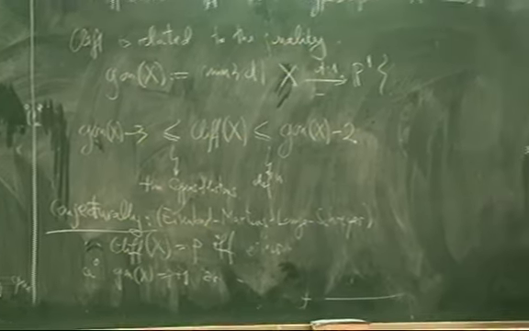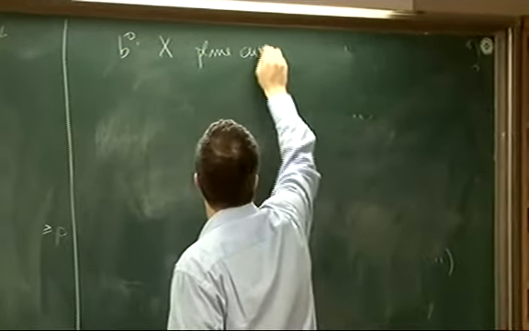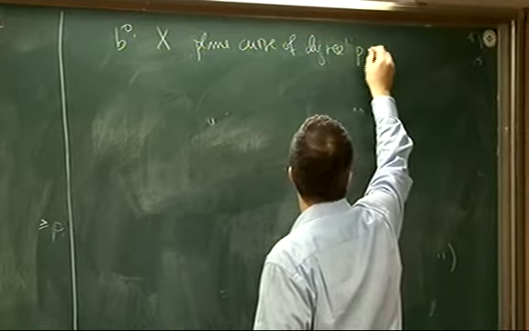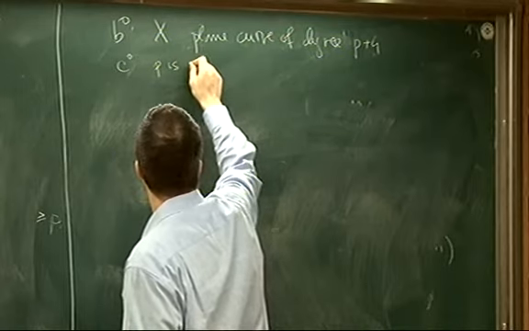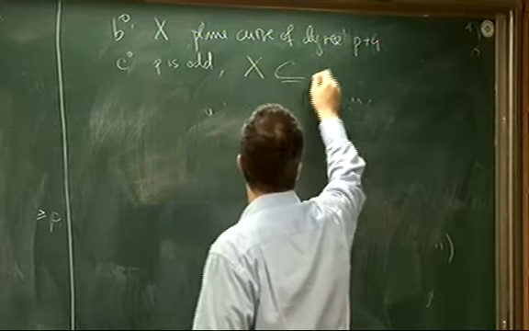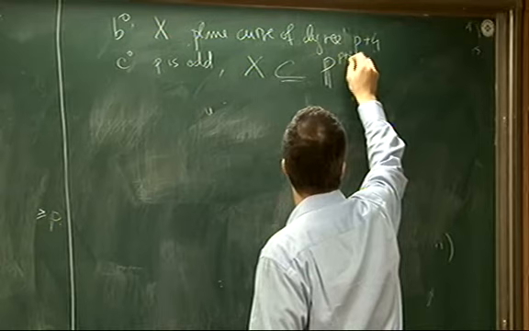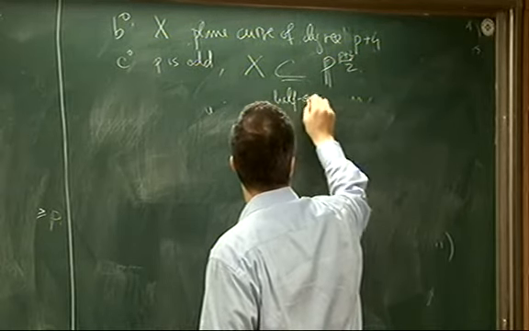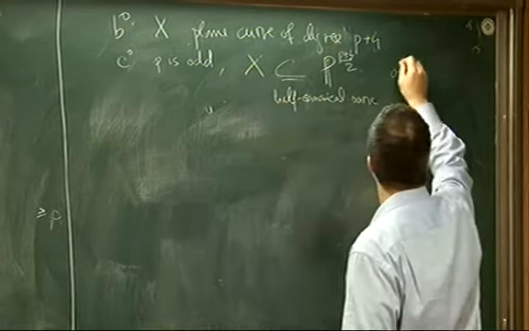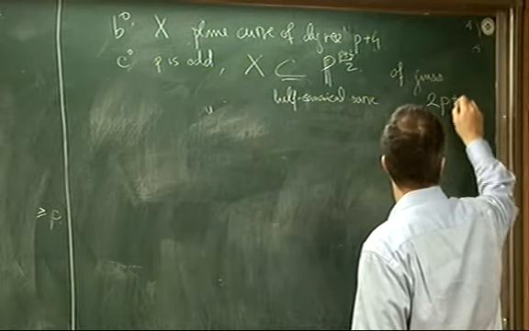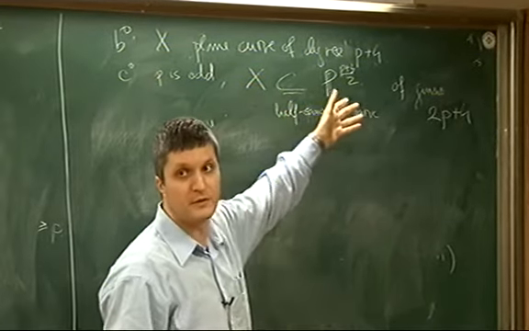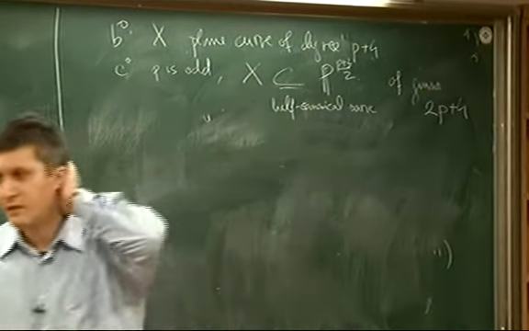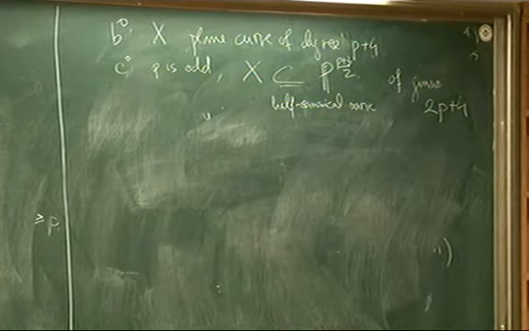the other possibility would be that X is a plane curve of degree p plus 4, or p is odd and X in P^((p+3)/2) is a half canonical curve of genus 2p plus 4. So these are the possibilities, and half canonical means that the square of the hyperplane section is just the canonical bundle, and the hyperplane section computes the Clifford index in this case. There is a lot of evidence for this conjecture, but it's still open.